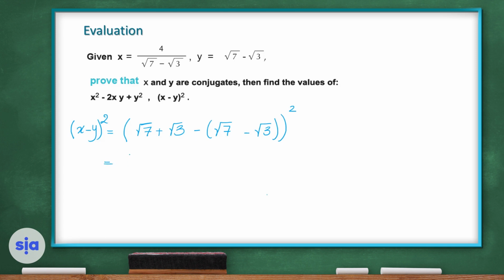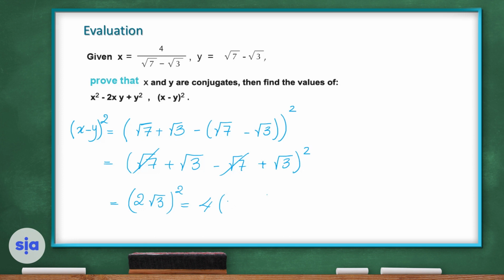To simplify this, it's root 7 plus root 3 minus root 7 plus root 3 all squared. Then square root of 7 minus square root of 7 is 0. Then here, root 3 plus root 3 is 2 root 3 all squared. Then 2 squared is 4. Root 3 squared is 3. Then this one is 12.